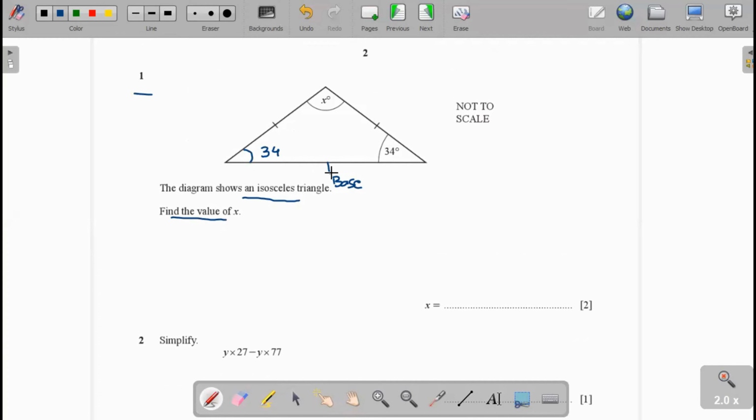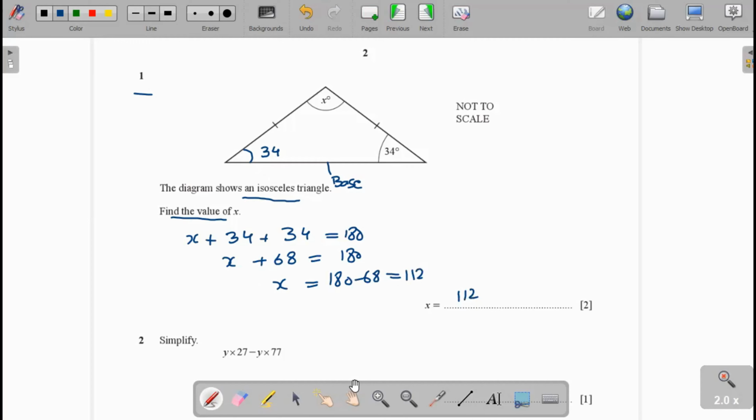Now the angles in the triangle are x degrees, 34 and 34 degrees. The sum of these interior angles will be equal to 180. That is the property of the sum of interior angles of a triangle. Now x plus 68 equals 180 degrees. Then x will be equal to 180 minus 68. The answer is 112 and we write it here.